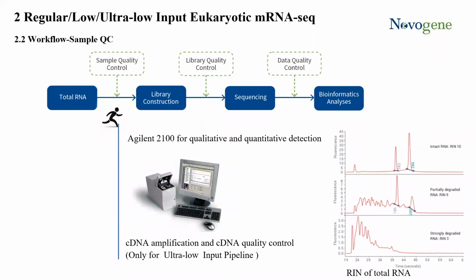For sample quality control, we use the Agilent 2100 for qualitative and quantitative detection. On the right-hand side of this figure, you can see examples of samples with different RNA integrity number values, the top one being the best with an RNA integrity number of 10, and the bottom one being the worst with an RNA integrity number of 3. Next in line, we have the library construction.